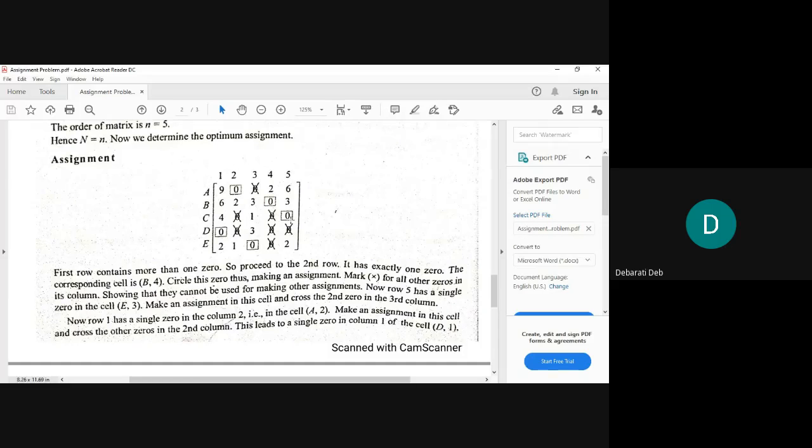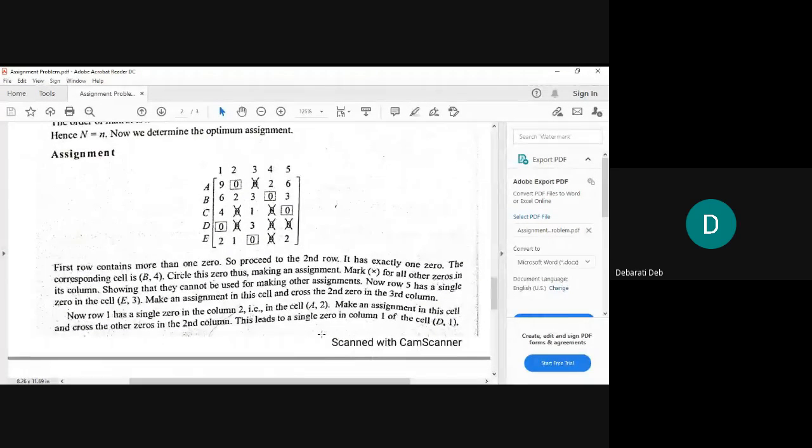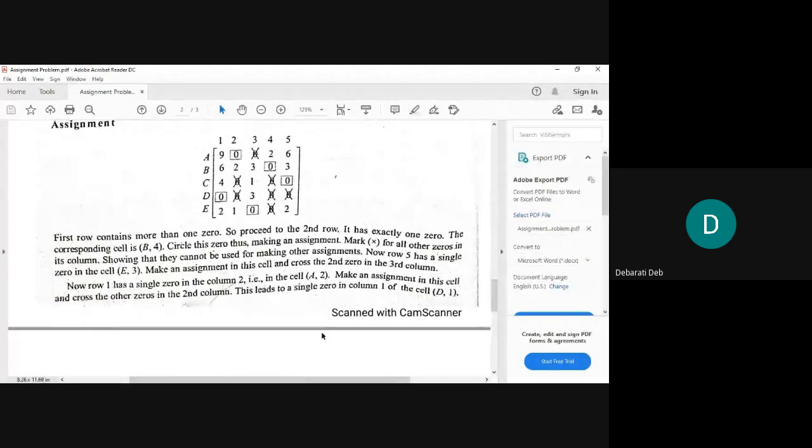Last row will be which one? That is having a perfect single 0. D. Okay. Very good. So D is our last row which is having a perfect single 0. Quickly circle that. It indicates that job 1 will be assigned to machine D. I hope all of you are understanding. So now we have 5 circled zeros. That means all the jobs have been assigned to all the machines.